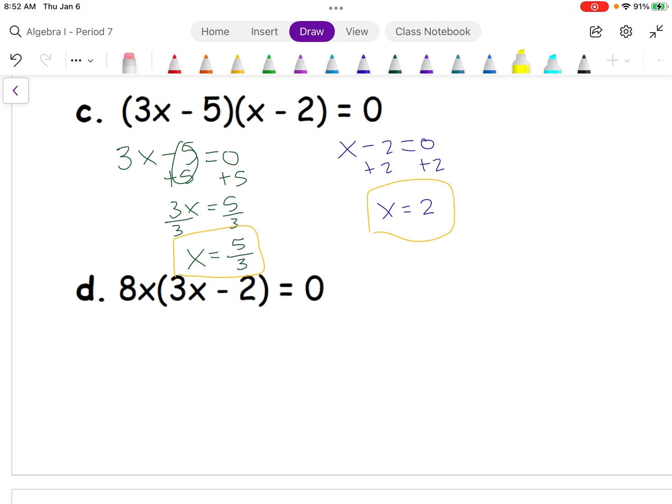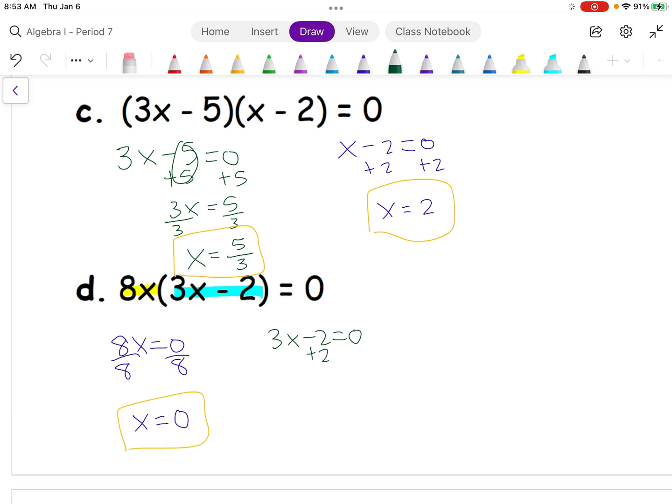Well, again, we still have two factors. 8x is a factor, and 3x minus 2 is a factor. So in order for this to equal 0, either 8x could be 0, or 3x minus 2 could equal 0. And then we just solve. We could divide by 8 on both sides. So we see that x equals 0 is one x value that would make this polynomial or this equation true.